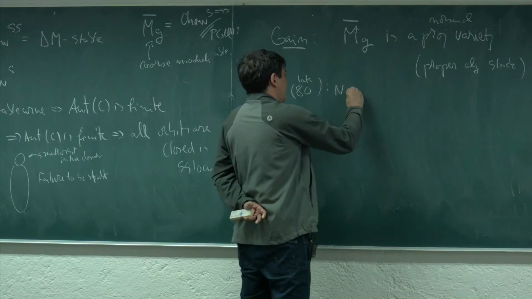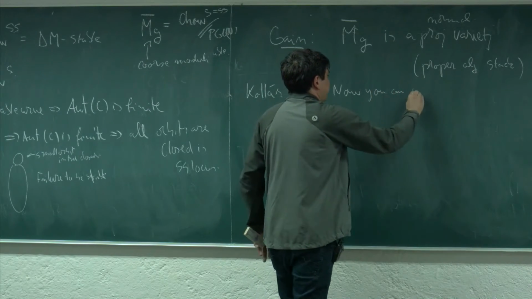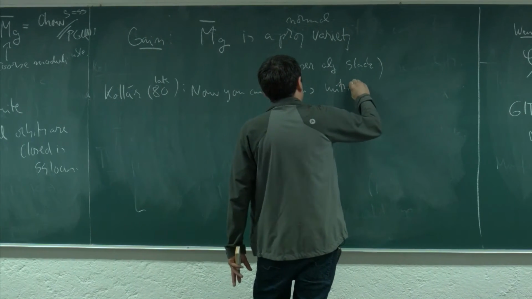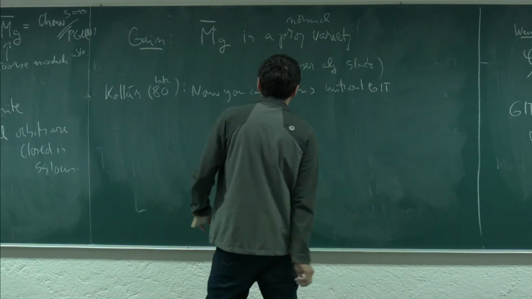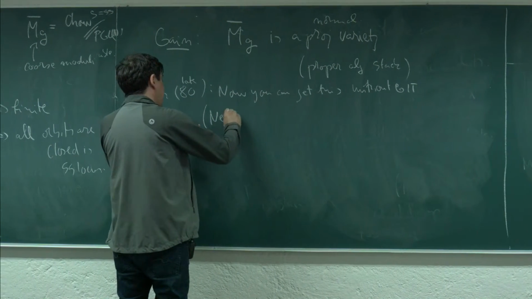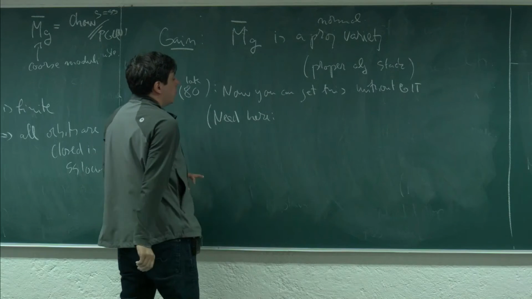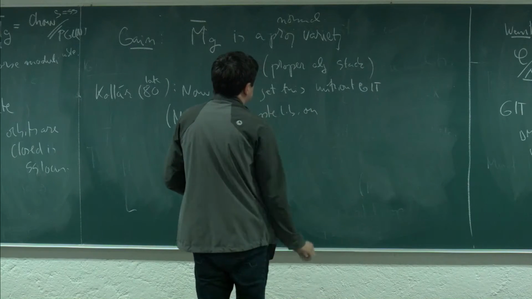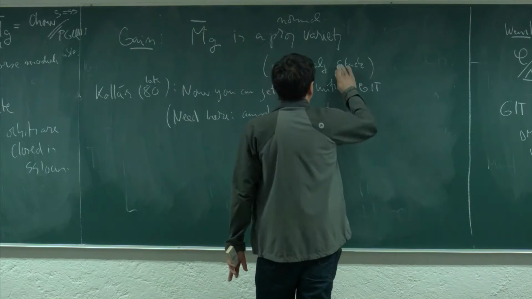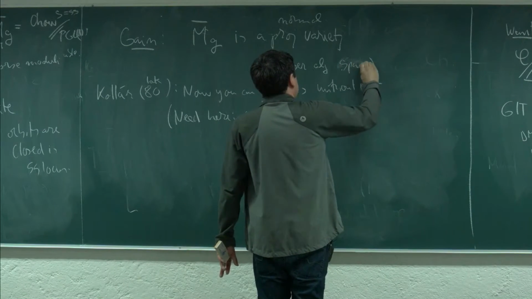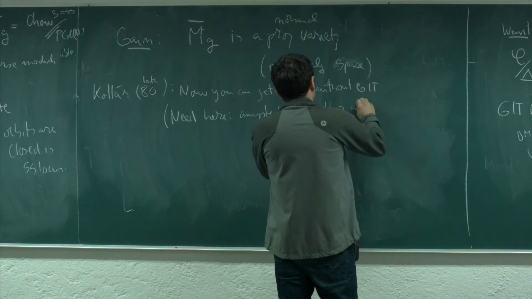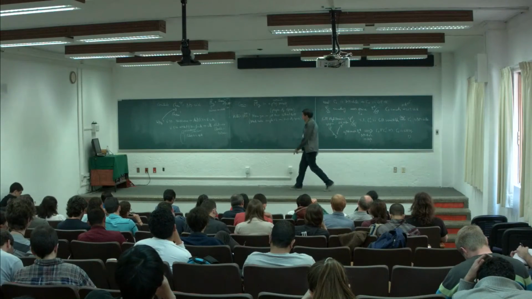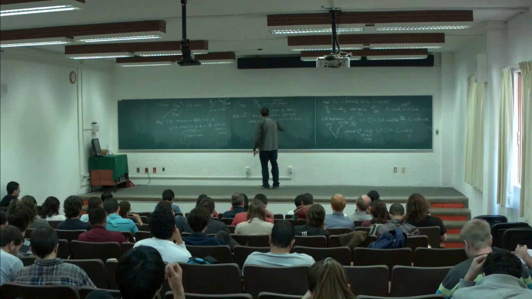Now, you can get this without GIT. Meaning what you need here is to produce an ample line bundle on this algebraic space. But here the key is properness, so you need properness.